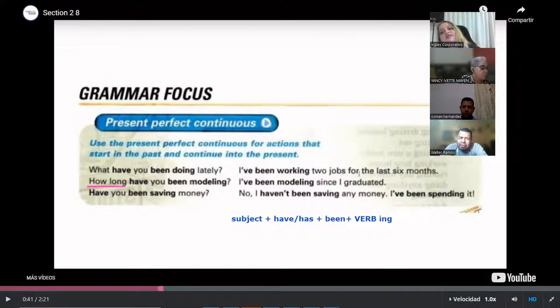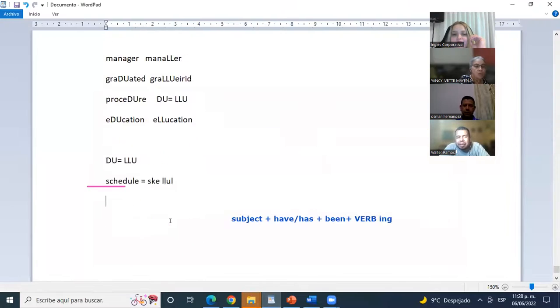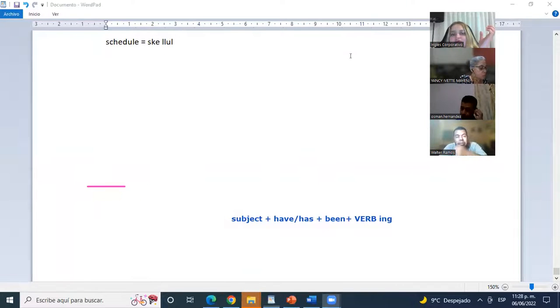What is the difference between using present perfect or present perfect continuous? Do they have the same meaning? Yes and no, they're slightly different, okay? Both have the same meaning, for example, the action starts in the past and continues in the present. In a way, there are very few differences here.